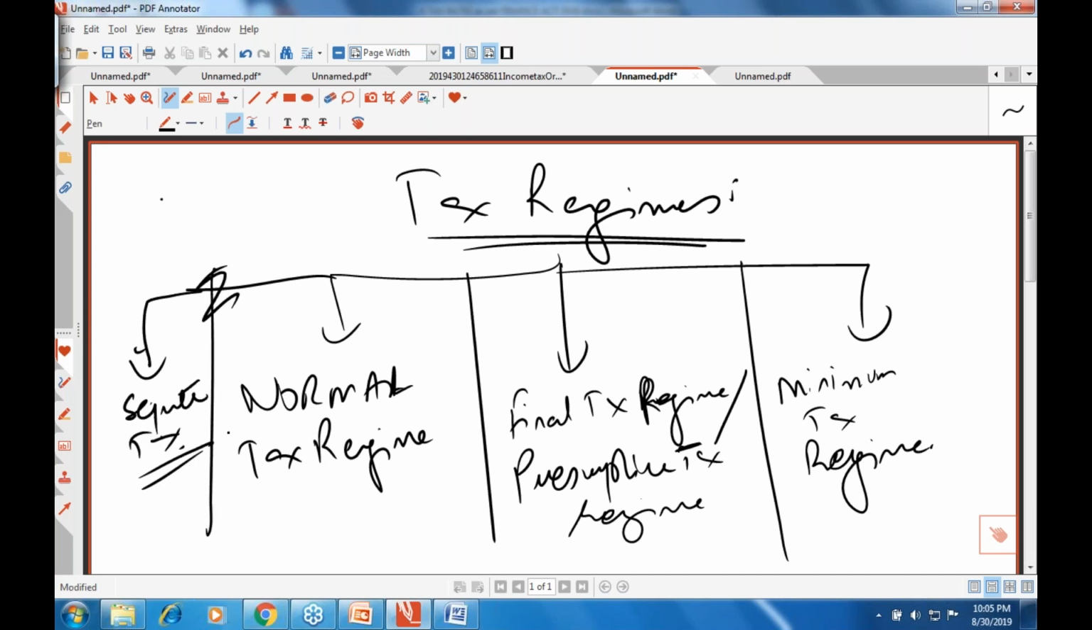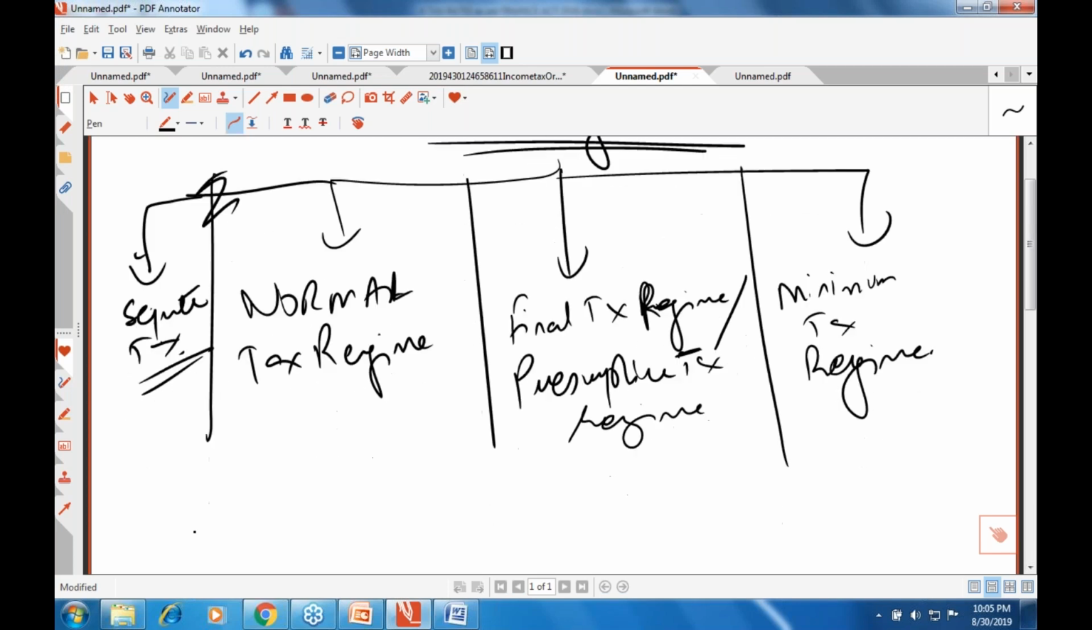Now, let's try to have a discussion about what exactly these various tax regimes are. I'm going to explain to you the concept of normal tax, final tax, and minimum tax, and then we will discuss the tax rate applicable on income from other sources. First of all, let's understand what the normal tax regime is.